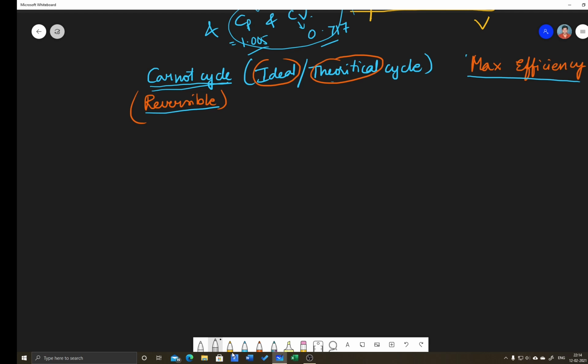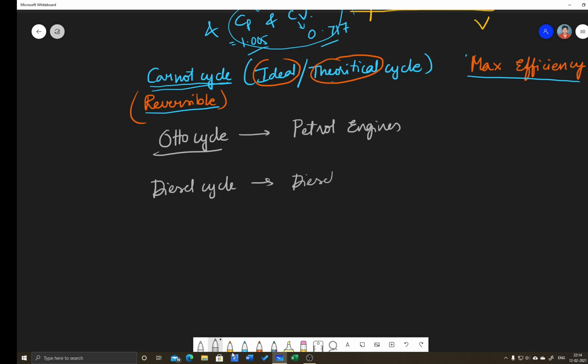And next cycle is Otto cycle. Here Otto cycle is generally applied for petrol engines. Petrol engines will run on Otto cycle, and another cycle is diesel cycle. Here diesel cycle is used in diesel engines.